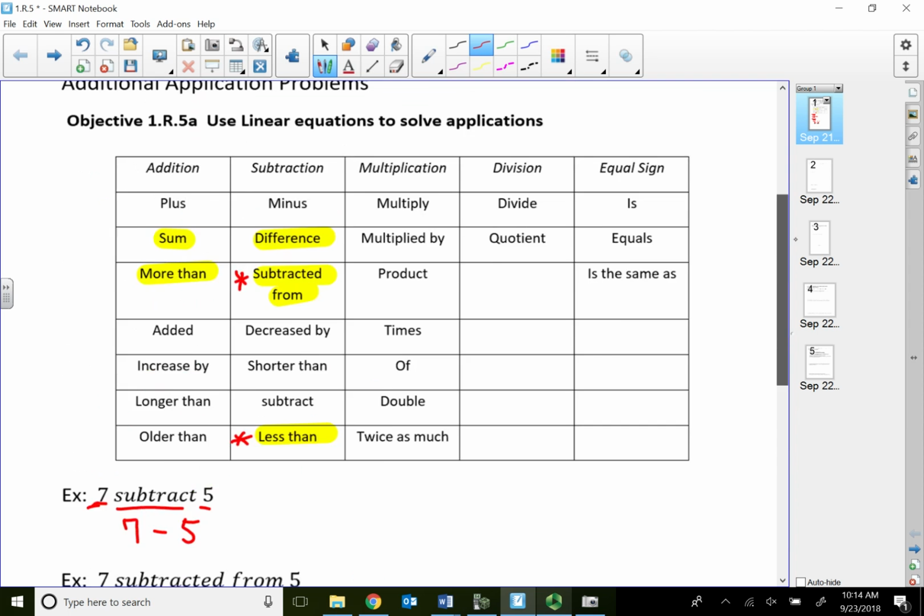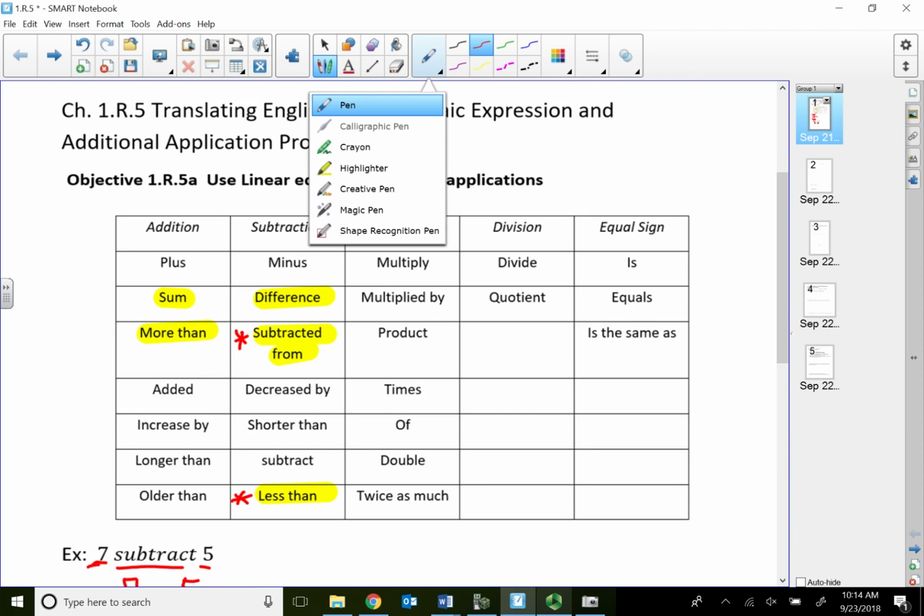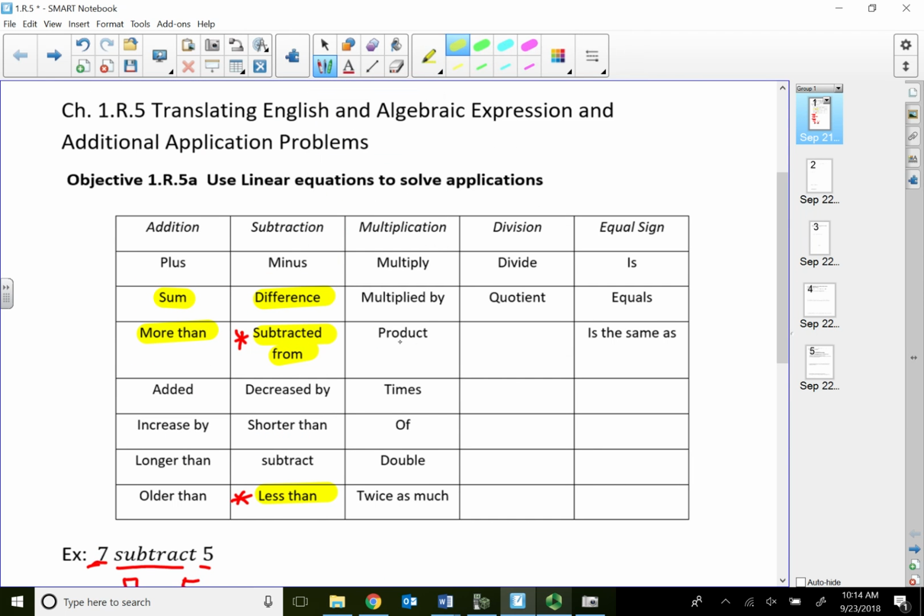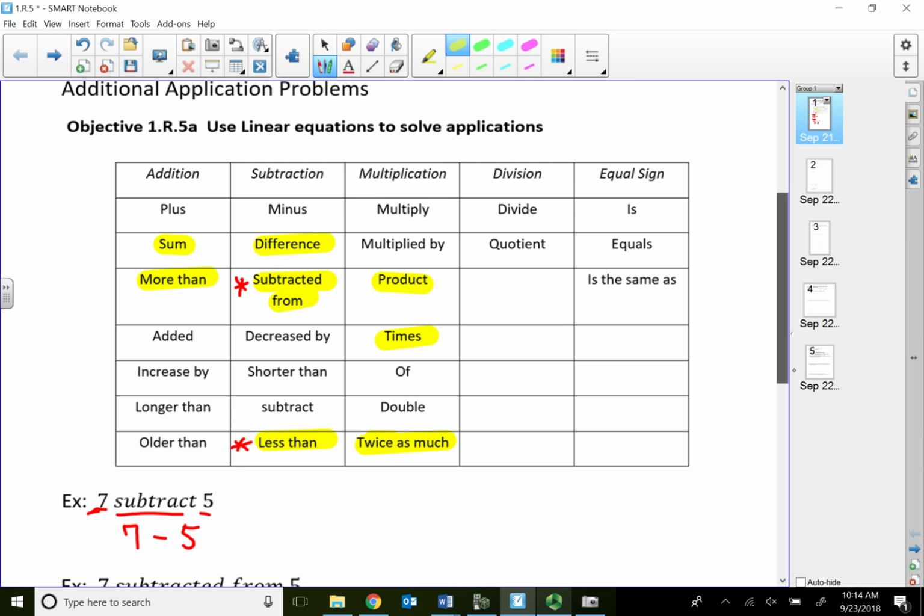All right. Words that will translate into multiplication. The word product works just like the words difference and sum. Product means multiplication sign. Product also means the answer we get after we multiply. Times, believe it or not, we use the word times a lot. Twice, or twice as much, double, they all mean 2 times something. Put a 2 in front of it.